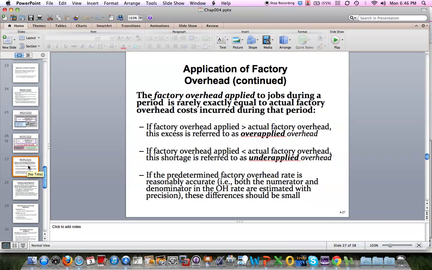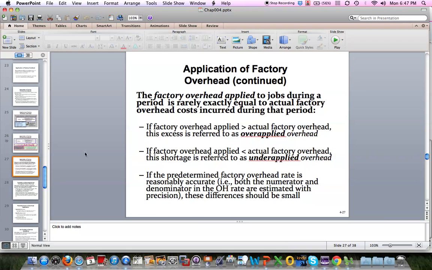So factory overhead applied to jobs during a period is rarely exactly equal to the actual factory overhead cost incurred. If it happened to be equal, it's just pure random dumb luck. It's almost never going to be the same because there are so many things we cannot anticipate. We cannot anticipate volume, which might affect overhead. We can't anticipate rates, which affect overhead, like how much your insurance might be, how much your actual energy bills will be. We know those things fluctuate up and down. There are lots of unknowns. We can guess. We can do our best to predict the future, but it's really difficult to get it right.